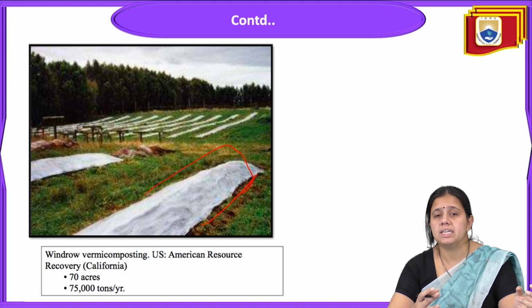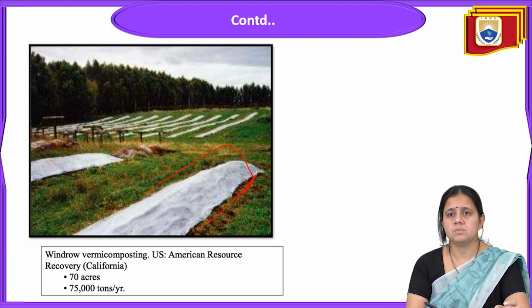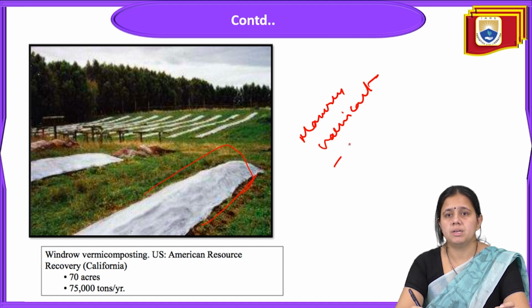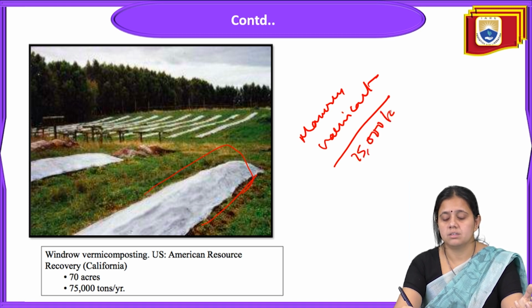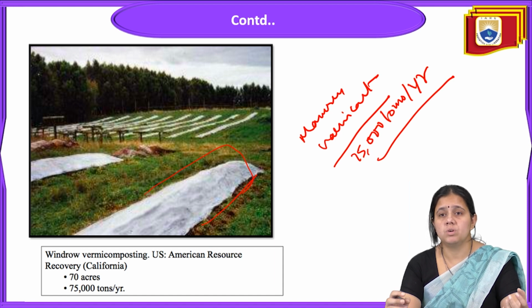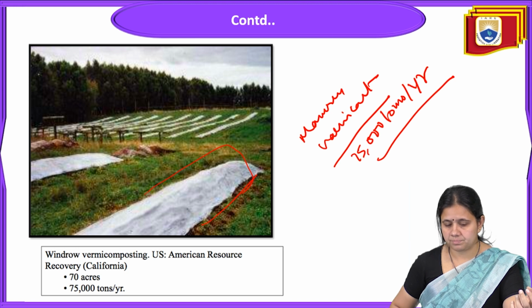So 70 acres of land has been used for this vermicomposting process, in which 75,000 tons per year of manures, or vermicast, is produced. We are getting 75,000 tons per year of vermicast. This is a real picture from the vermicomposting site of American Resource Recovery, California.